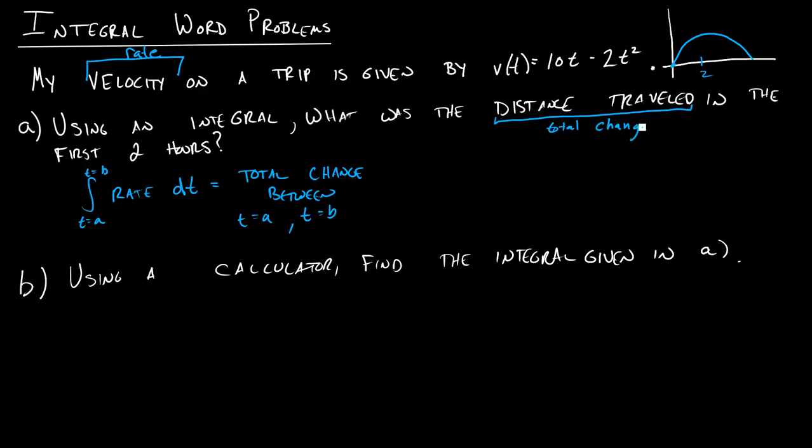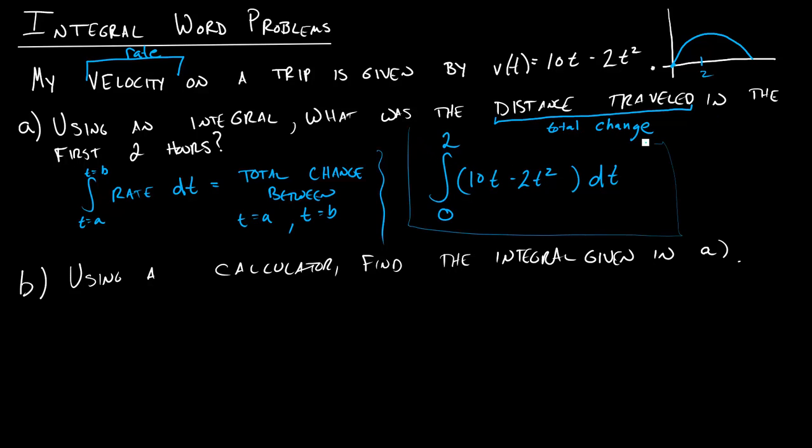So you can think about the rate. What is the rate referring to changing? Well, it's talking about your position changing, right? So that is your total change. And so when we write this as an integral, we want to write the integral and start with our first time. It says in the first 2 hours, so we start at 0 and go up to 2, and we're going to be integrating our rate. We're going to be integrating 10t minus 2t squared dt. And so that's all that we want for a. Represent the distance traveled, represent the total change using an integral.